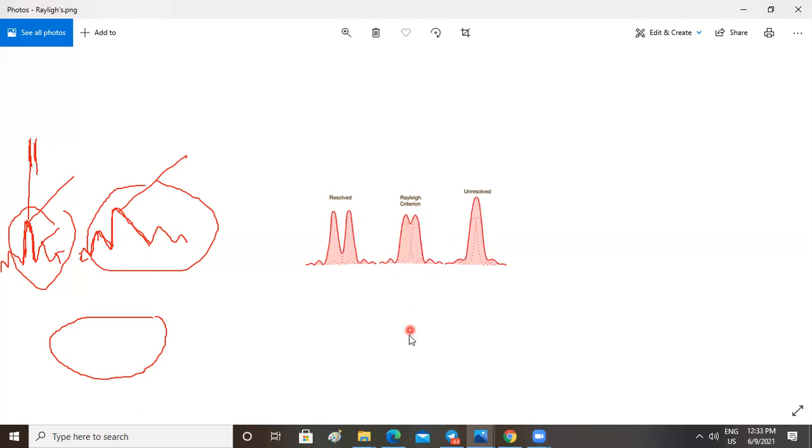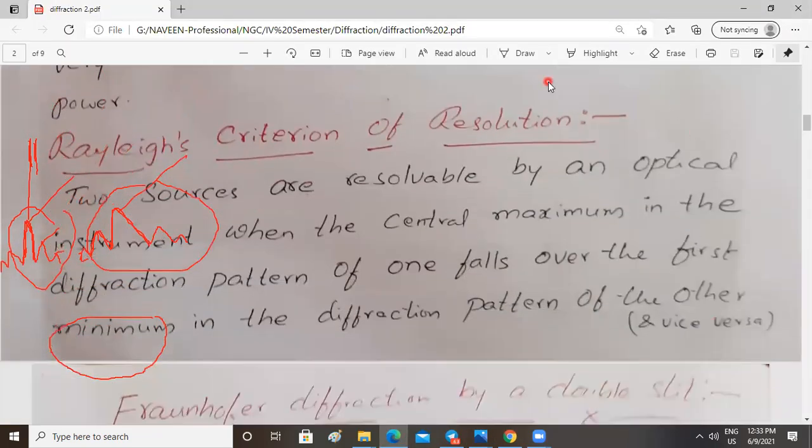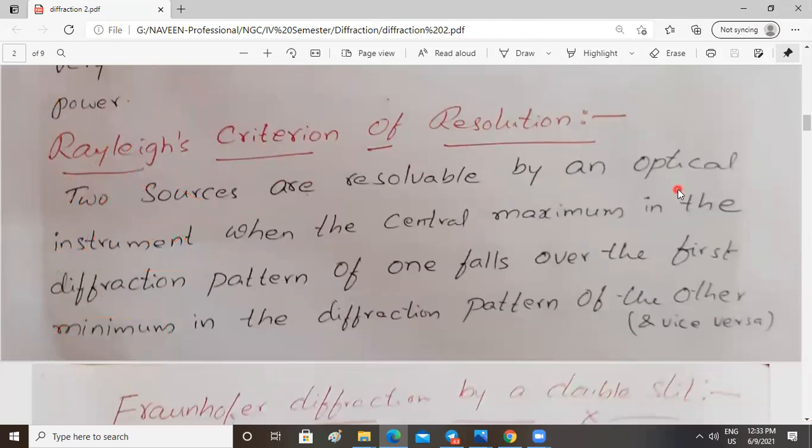That is Rayleigh's criterion. Once again I am going to show you the definition of Rayleigh's criterion. Two sources are resolvable by any optical instrument when the central maximum in the diffraction pattern of one falls over the first minimum in the diffraction pattern of the other. That means the first order minimum of the second falls in the principal maximum of the first, and for the second object it is the same thing, vice versa is also possible. This is Rayleigh's criterion for resolution.